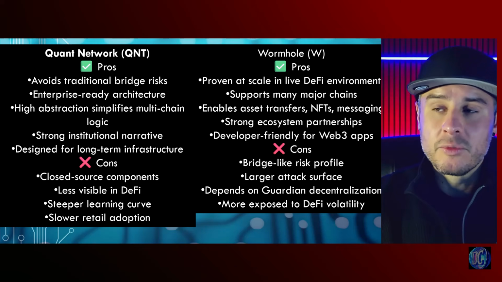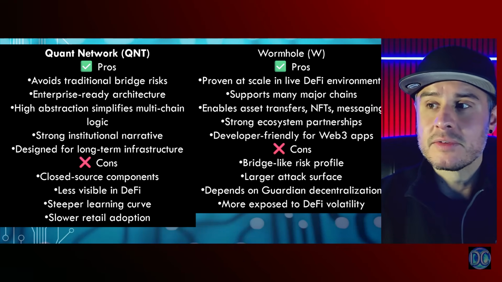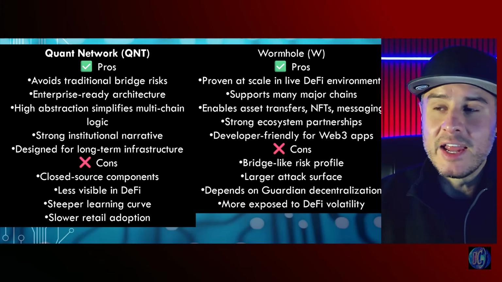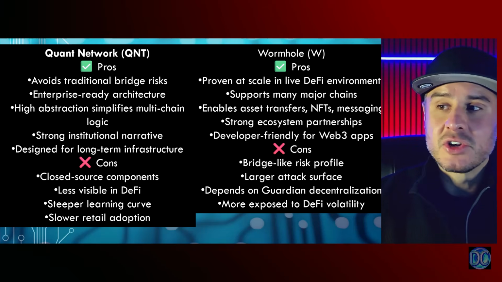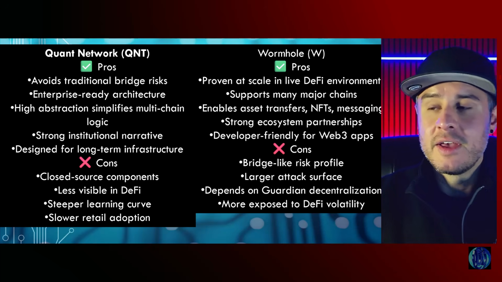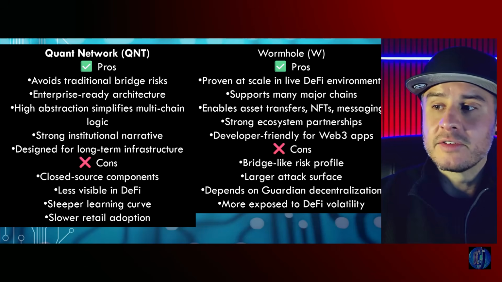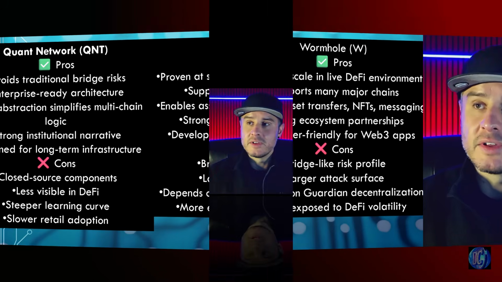Now we have Wormhole's pros: proven at scale in live DeFi environments, supports many major chains, enables asset transfers, NFTs, messaging, strong ecosystem partnerships, developer friendly for Web3 apps. Their cons for Wormhole are: bridge-like risk profile, larger attack surface, depends on Guardian decentralization, more exposed to DeFi volatility. So we can see that both of them have pros and cons.